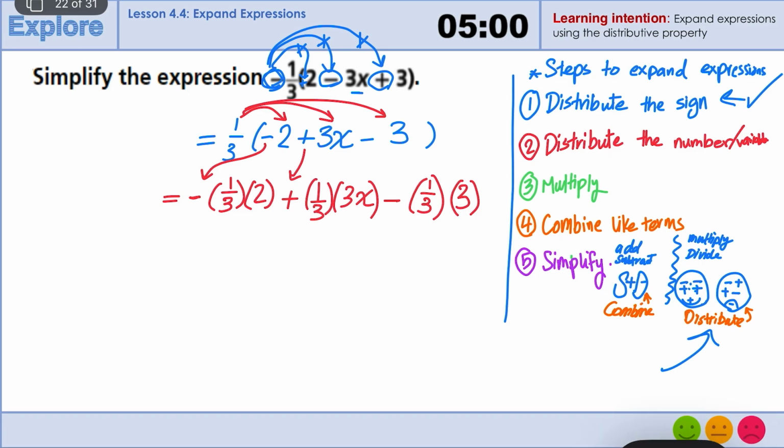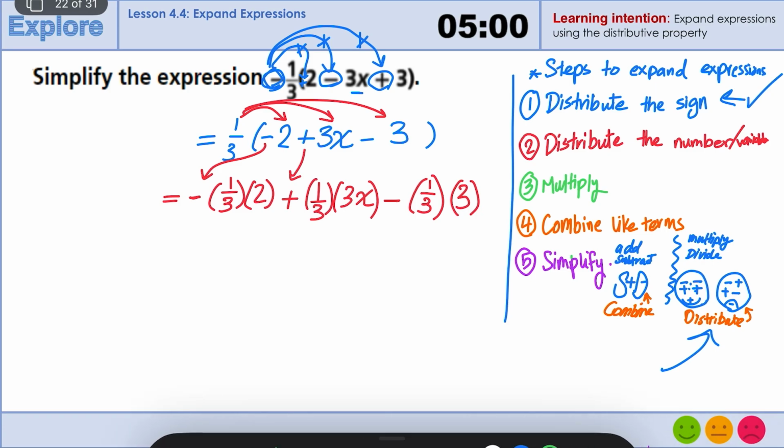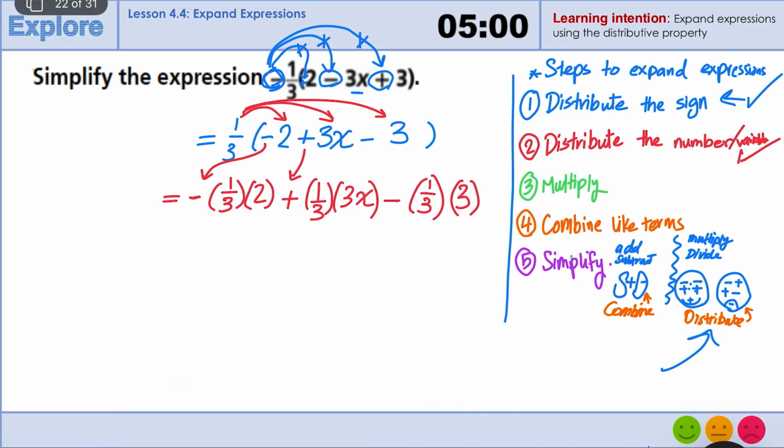Now let's do it. Next step: I'm done with step number 2. Now we can do step number 3, to multiply. So let's go ahead and multiply properly. Just put the sign outside again and multiply normally.